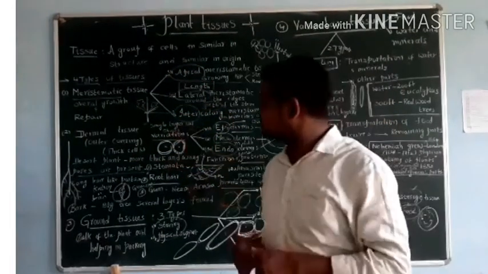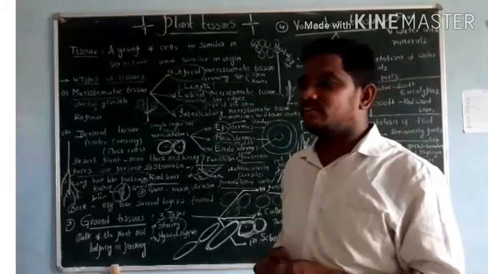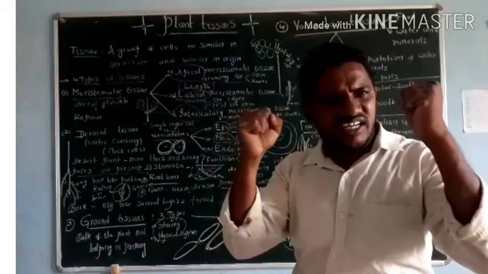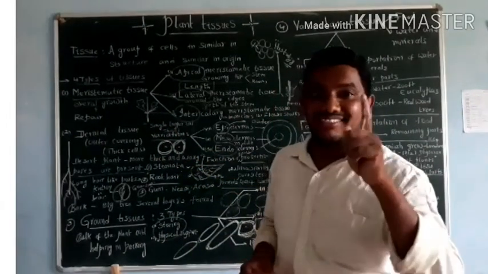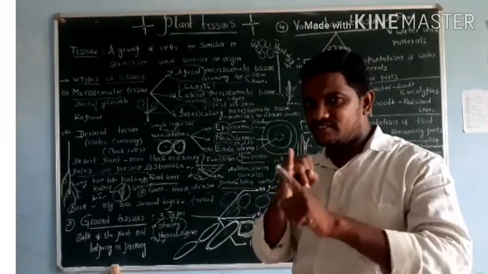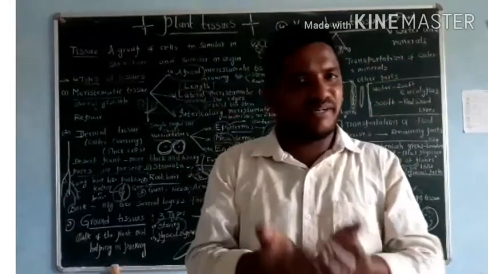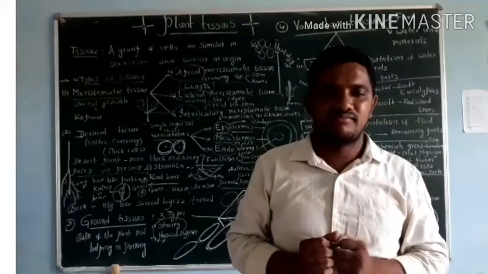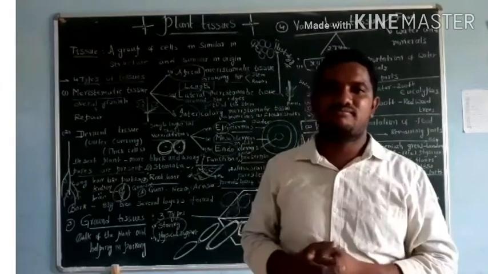Second one is dermal tissues. These tissues help in the overall outer covering of the plant body, which gives protection to the inner organs. That is called dermal tissues. It is a single layer, but it shows variations. Three types of variations: epidermis, mesodermis, endodermis. Epidermis means outer membrane. Mesodermis means middle membrane. Endodermis means inner membrane.